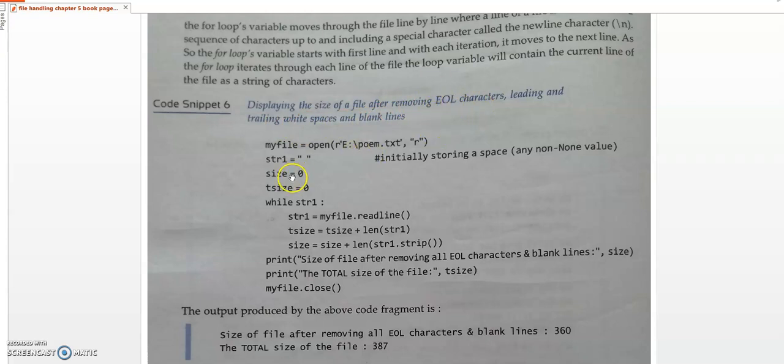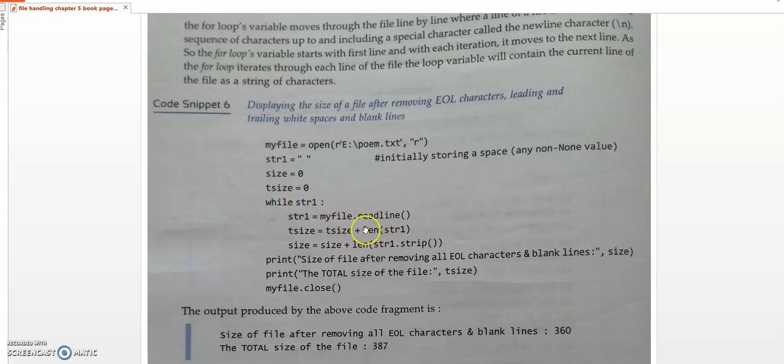After removing that, once again I will find out the length of the line, and that will be stored here. This indicates the size before removing the leading spaces and trailing spaces in your line. This one is the size after removing the leading and trailing spaces from your file. So here they have used the while loop. First I am reading the first line. Then I find out the length of the first line. The total size is initially 0.